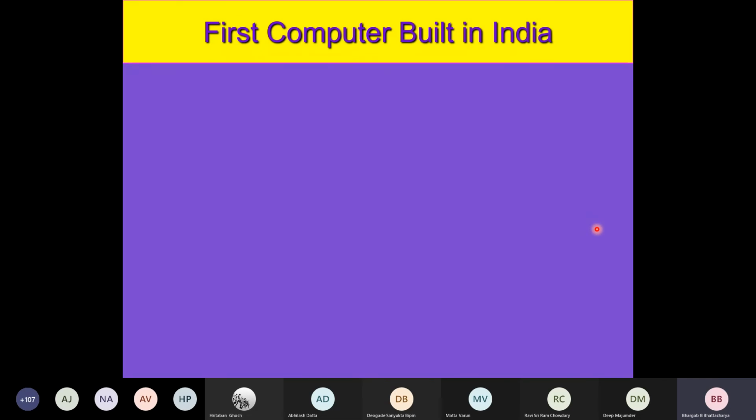Okay, so this is my last slide today. We are talking about evolution of computer design, 50 years of history. So let me ask you, can anybody tell me which one is the first computer built in India? Indigenously. Anybody heard any stories about that? No?